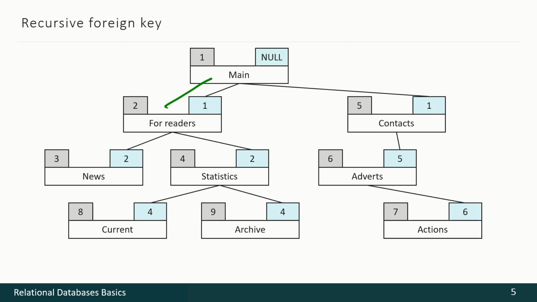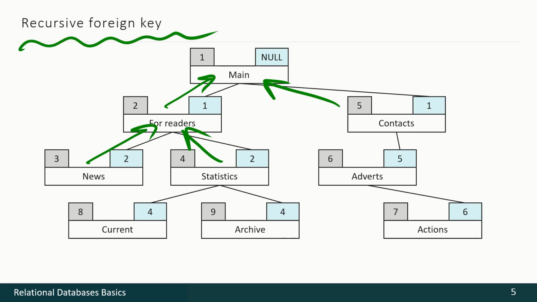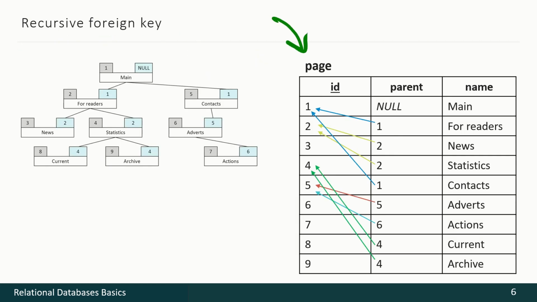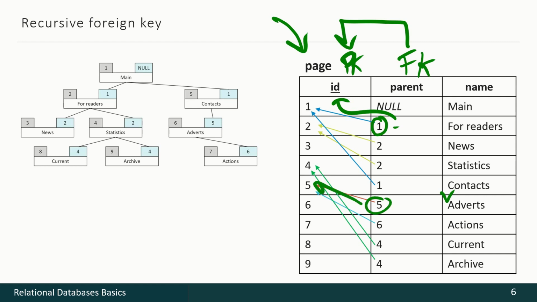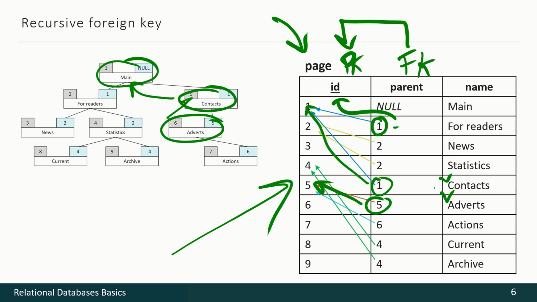In case we have to store in a relational database such hierarchical structure, we have to use recursive foreign key. So that's the table, the primary key here, the foreign key here, it references its own primary key, and we can see that this page is a subpage of this one. And for instance, this adverts page is a subpage of contacts. We may see it here, adverts, subpage of contacts, while contacts is a subpage of main page. Yes, here it is. So that's how recursive foreign key works.